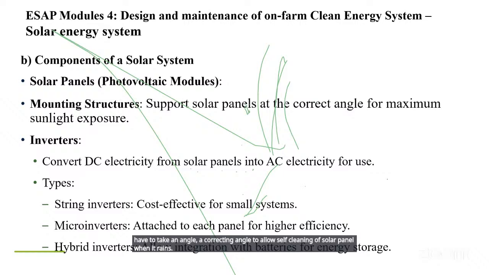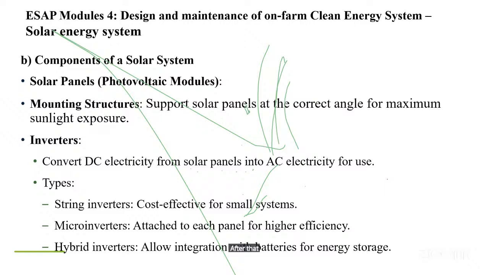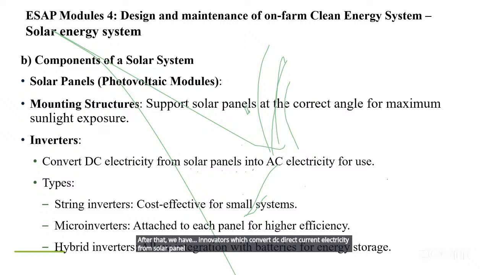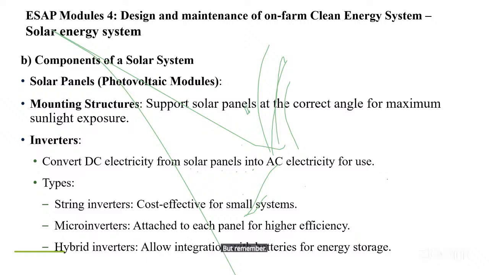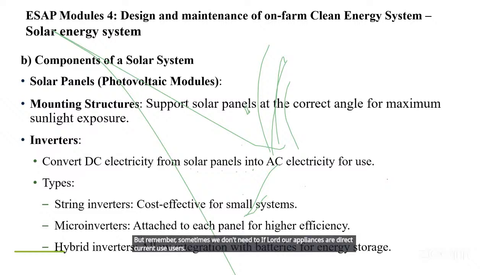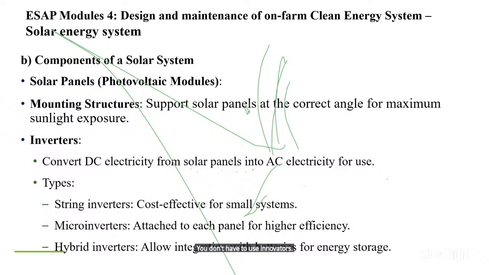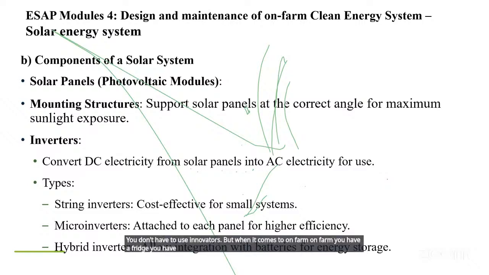So after that, we have inverters which convert DC direct current electricity from solar panel into alternating current electricity for use. But remember, sometimes we don't need these inverters. If loads or appliances are direct current users, you don't have to use inverters. But when it comes to on farm, you have a fridge, you have a lighting, you have a radio, you have a television. So you'll definitely need to use an inverter. So this is the second part of the system.